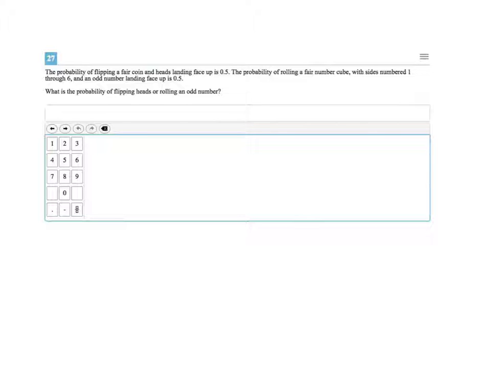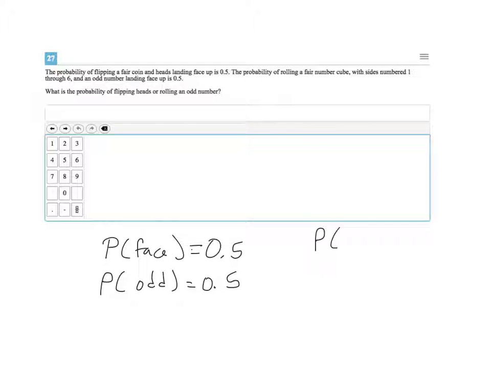So this says the probability of flipping a fair coin and landing face up, or heads up, is 50%. The probability of rolling a fair number cube, numbered 1 through 6, and getting an odd number is 50%. So what's the probability of flipping a head or rolling an odd number? Now, if you remember, or just means we add the probability. So the probability of a head plus the probability of getting an odd.